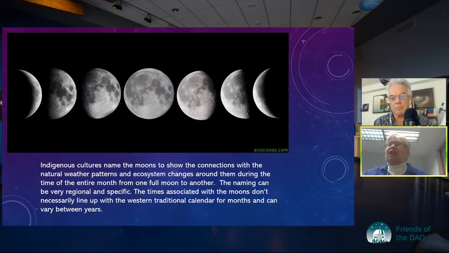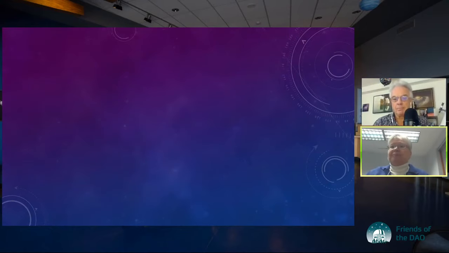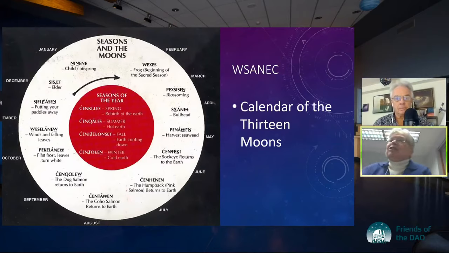So it depended on which they were working from. And the naming was very regional and very specific. Even within cultures, there'd be one group in the eastern portion of, say, Saskatchewan, and they would name it differently than the western portion of Saskatchewan. And they didn't line up with our traditional calendar months, and they can vary within the years. So it's not always that on February the 28th or 27th, there's going to be the same kind of thing at all. It moves around all the time. So I was talking about the 13 moons.